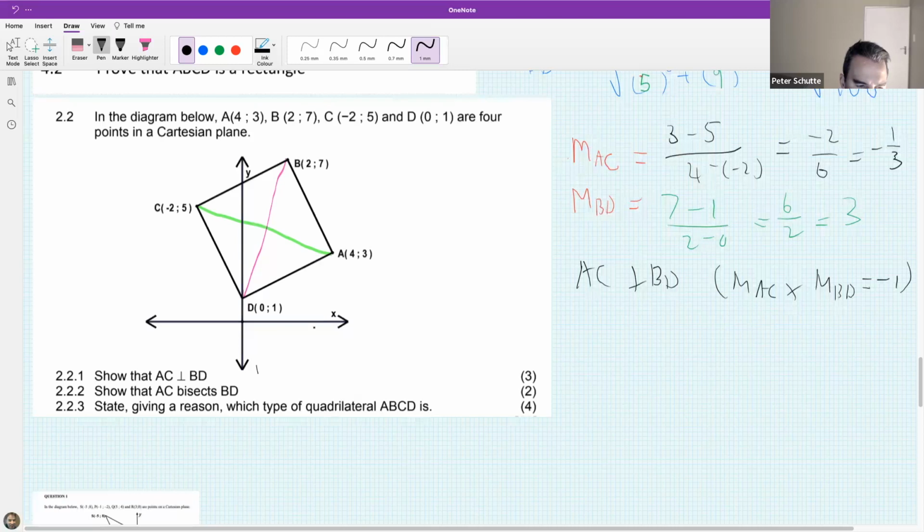Okay, so we do see that AC is perpendicular to BD, so that's 2.2.1. Now we're going to do 2.2.2. Now to prove that AC bisects this one, I think you know what we're going to do, don't we?